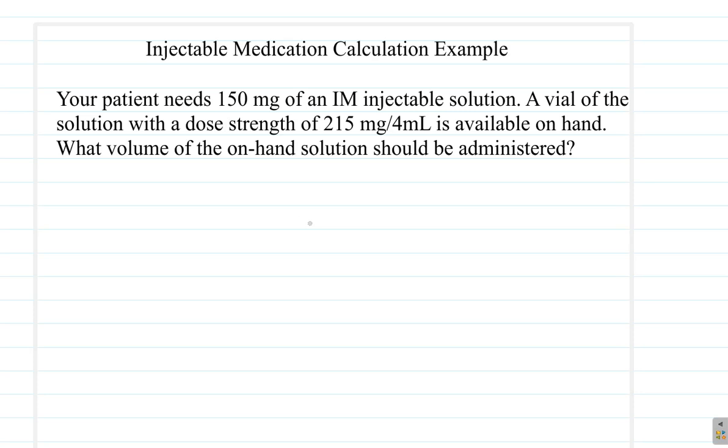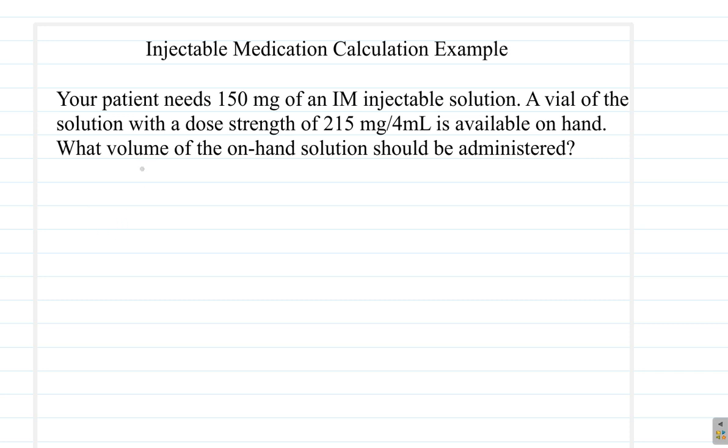Your patient needs 150 milligrams of an intramuscular injectable solution. A vial of a solution with a dose strength of 250 milligrams per 4 milliliters is available on hand. What volume of the on-hand solution should be administered? All right.